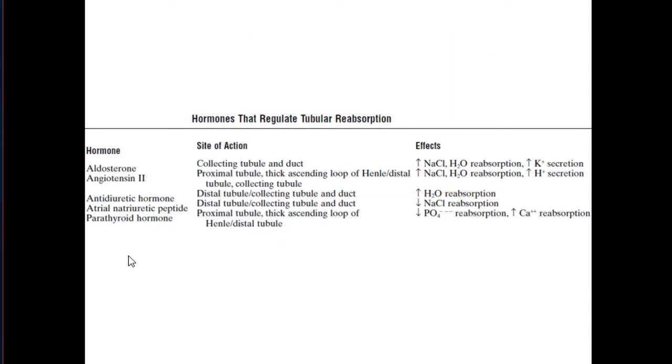Humoral control will be done by the following hormones. The functions you actually studied during the first semester, and here you have the site of action, but we will still revise the action of the main hormones.